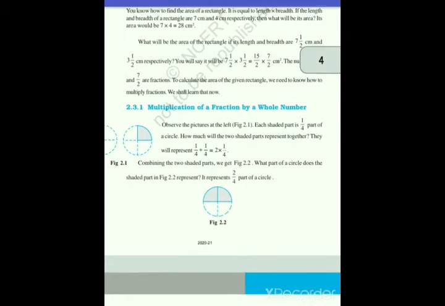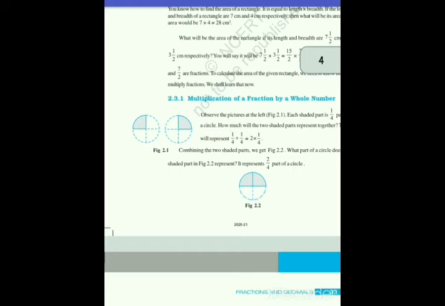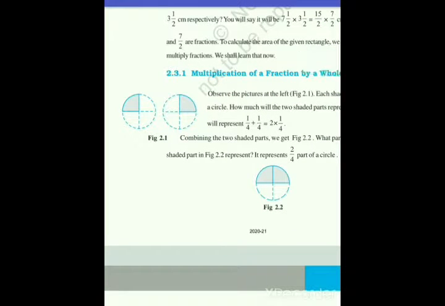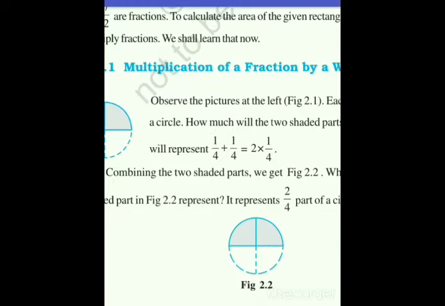Our next topic is multiplication of fractions by a whole number. Here is the example. We can see that here 1 by 4 and here 1 by 4, both figures are represented as the fraction 1 by 4 and 1 by 4. Now we add 1 by 4 and 1 by 4. Both fractions have the same denominator, 4, so we can easily simplify: 1 plus 1 is equal to 2, divided by 4.